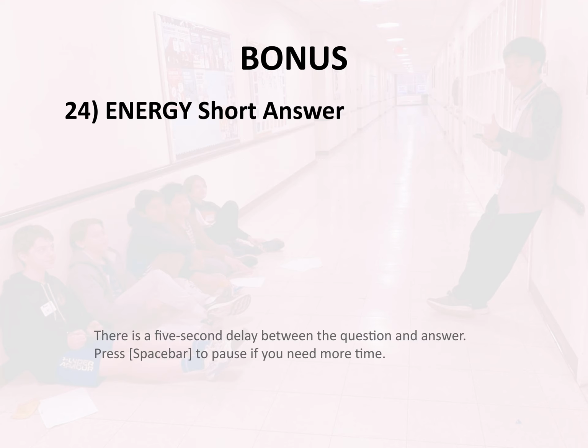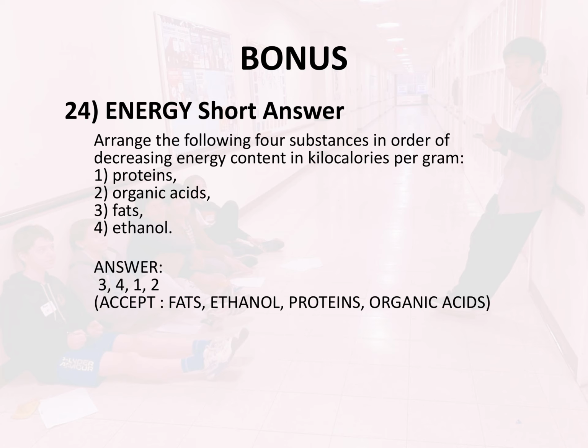Bonus, 24. Energy. Short answer. Arrange the following 4 substances in order of decreasing energy content in kilocalories per gram: 1. Proteins, 2. Organic acids, 3. Fats, 4. Ethanol. Answer, 3, 4, 1, 2.